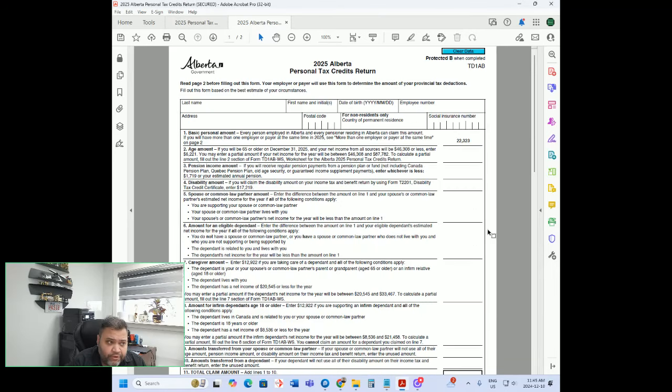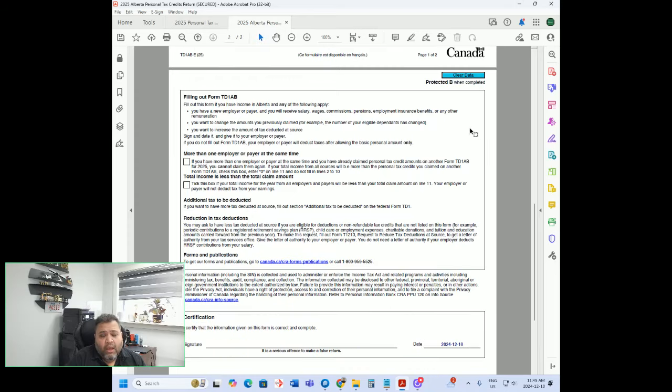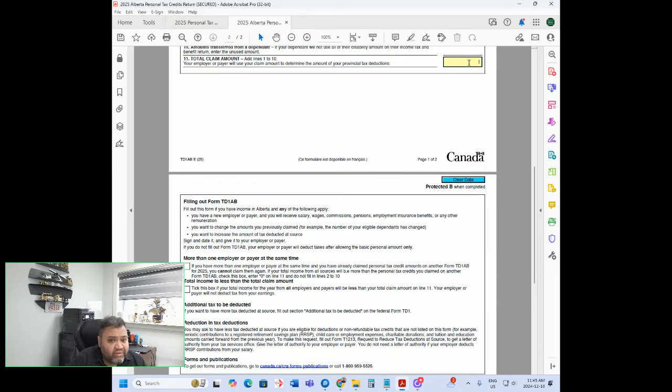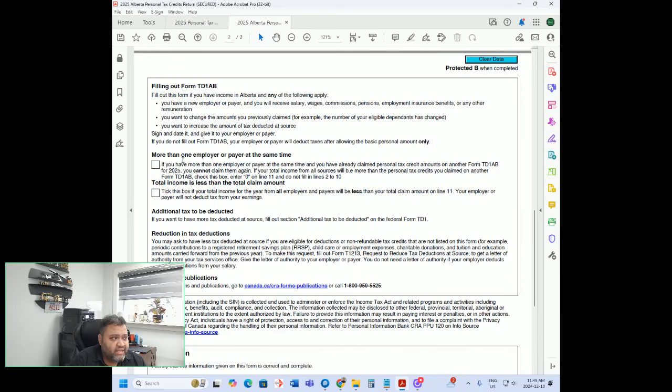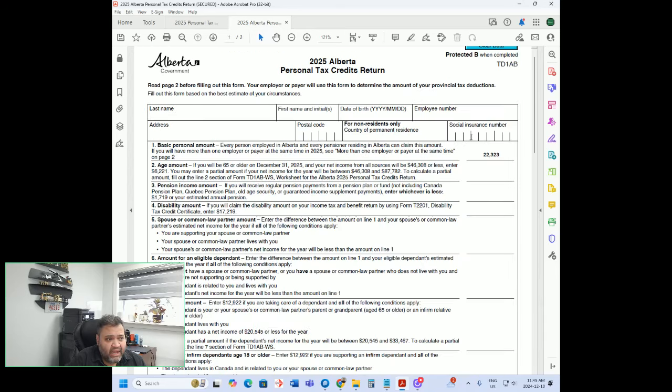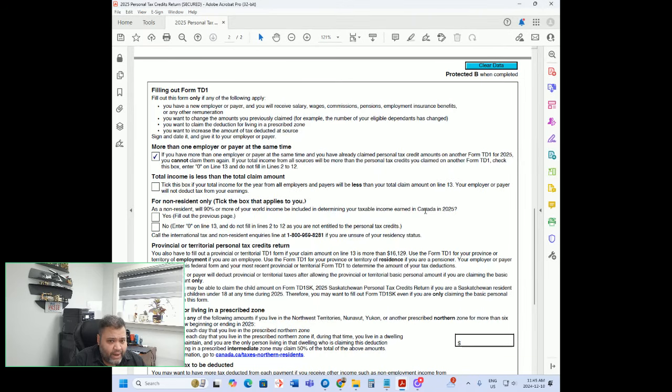Same thing if you're in the province of Alberta, you will be filling out the TD1AB. This number here on the top is pre-filled, so you are going to be crossing off this amount and putting 0. And make sure in box number 11 on this form, you're going to put 0. And you are also going to be checking this box which says more than one employer or payer at the same time, so that your employer knows how much taxes to deduct and they deduct the taxes correctly.